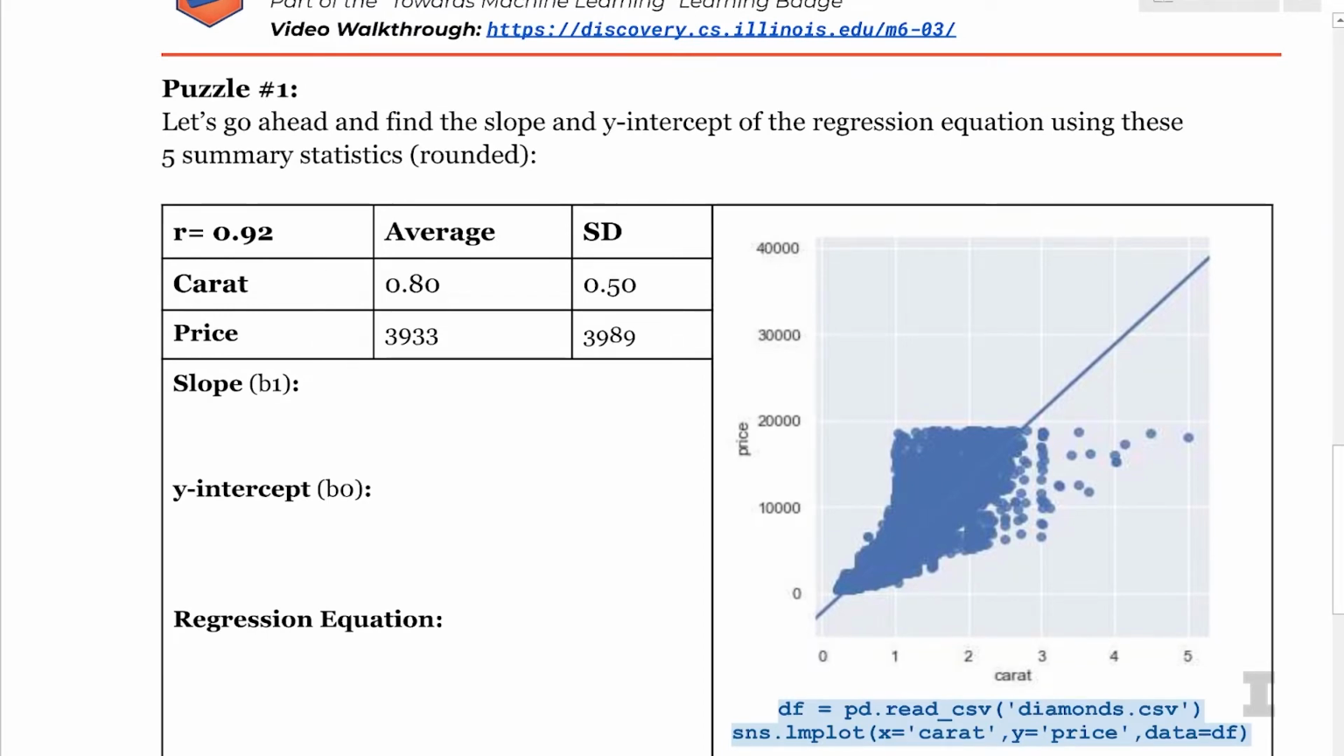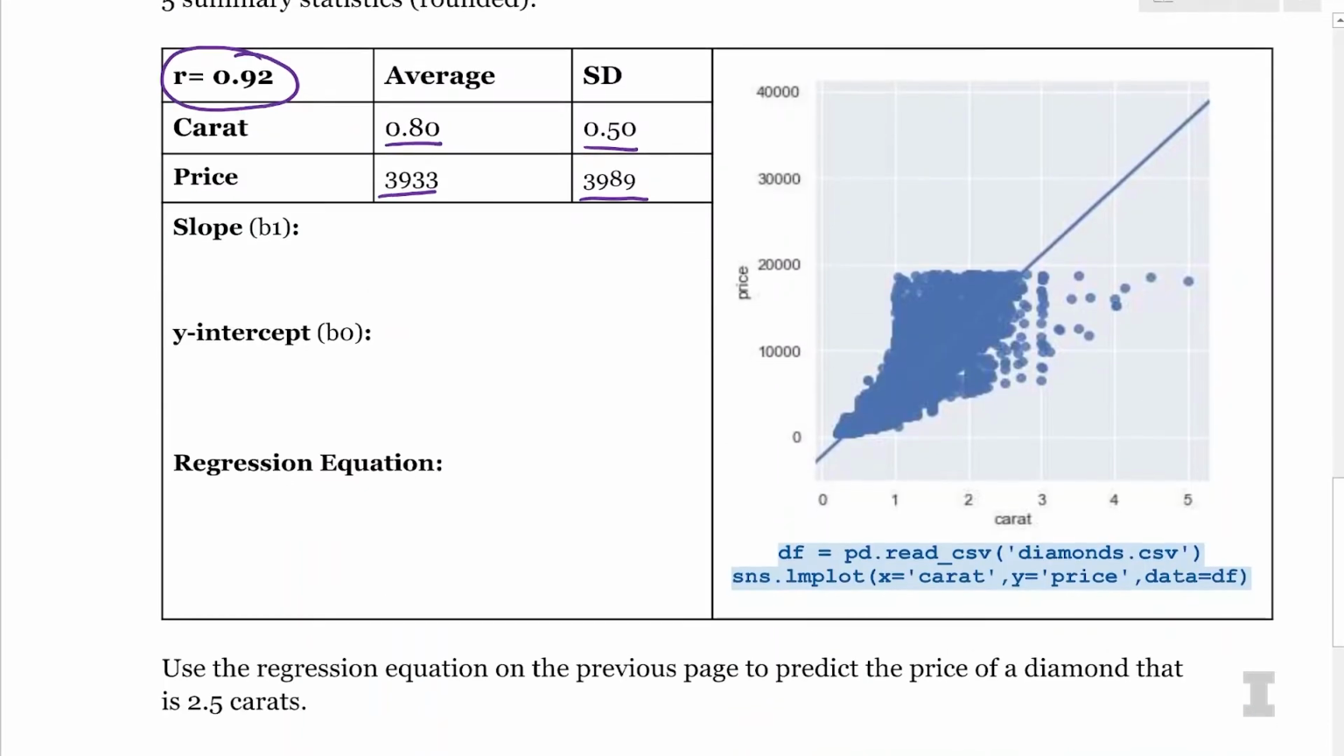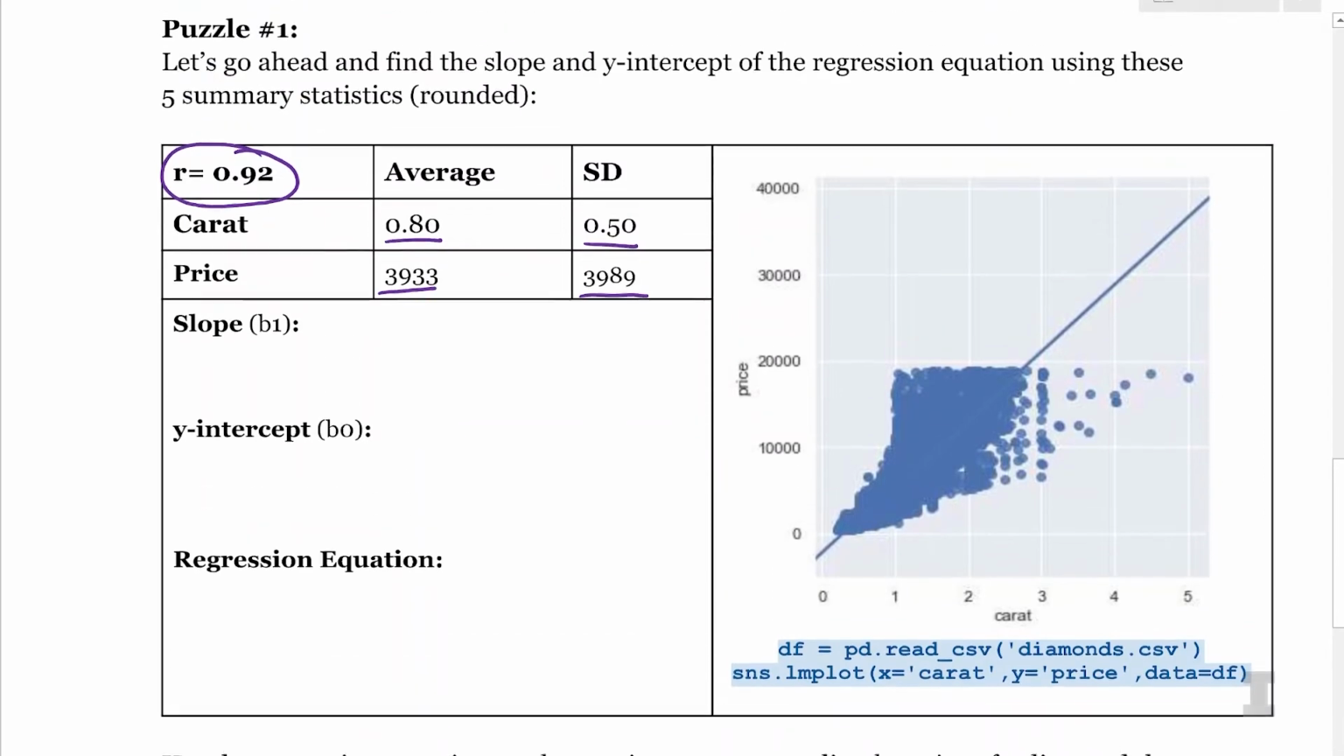Puzzle 1 is looking at the classic diamond data set, and it says we've already found the 5 summary statistics: the 2 averages, the average carat weight and the average price, the 2 standard deviations, and the correlation coefficient r. Our correlation coefficient is 0.92, meaning that price and carat weight have a pretty strong correlation. As the carat weight goes up, the price also goes up. So let's calculate the regression equation.